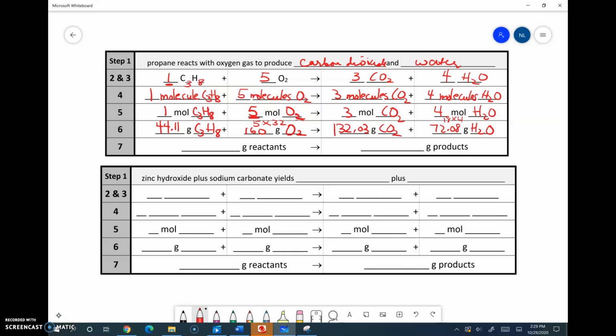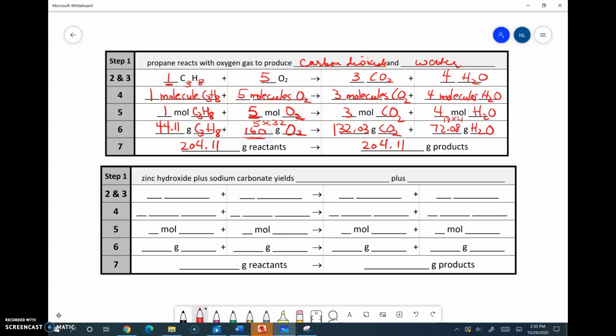All right, now what we're going to do is see what the mass of the reactants are. You're going to add 160 right here to 44.11 and you will get 204.11 gram reactant mass. And then 132.03 added to 72.08, you'll get 204.11. Okay, so the idea is that your mass is conserved. Mass of the reactants is equal to mass of the products.